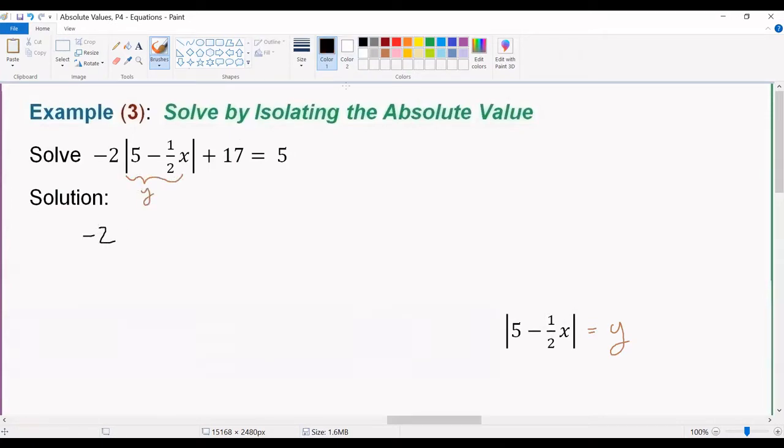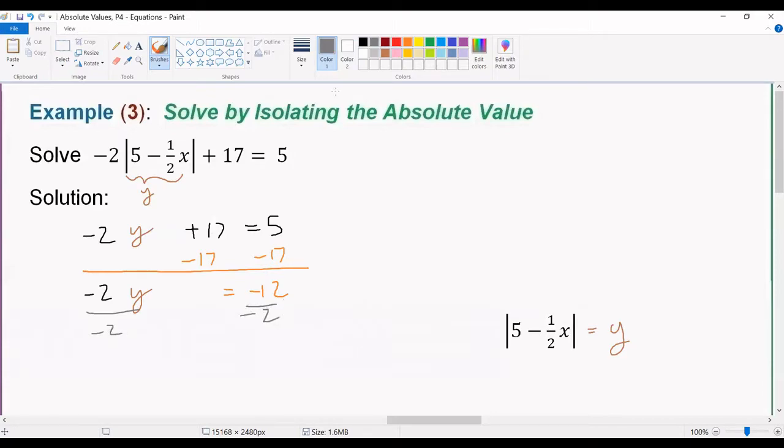So we're going to have as follows. We have negative 2y plus 17 is equal to 5. The reason we're doing this is because it is a lot easier to solve for a linear equation than it is an absolute value. So we begin isolating our y statement. So we can subtract 17 to both sides, so that now we have negative 2y is equal to negative 12. Then we're going to continue doing inverse operations, divide both sides by negative 2, so that we now have y is equal to positive 6.